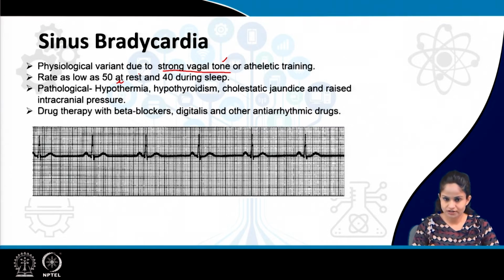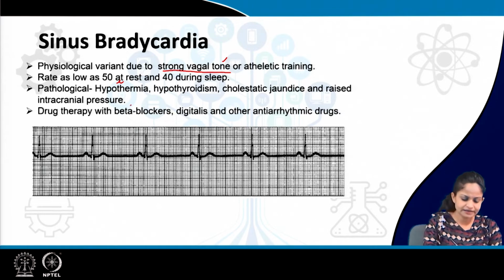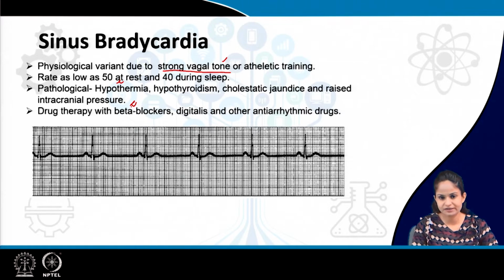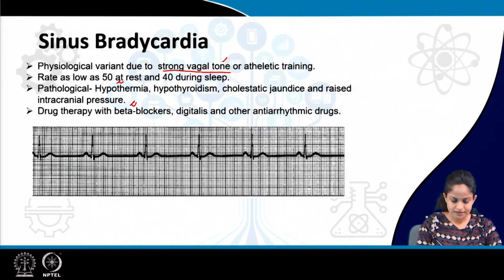This is physiological. Now, the pathological causes of bradycardia are mainly hypothermia, hypothyroidism, increased intracranial pressure, or there can be the action of some antiarrhythmic drugs. Antiarrhythmic drugs means the drugs which cause a decrease in the heart rate, like beta blockers, calcium channel blockers, digitalis, then sodium channel blockers, etc.